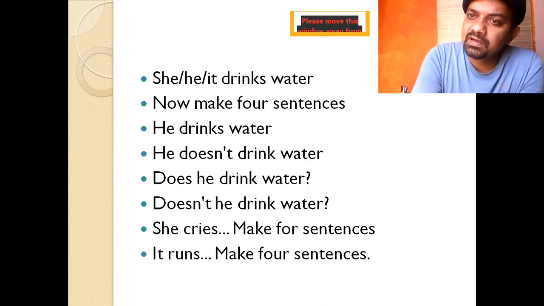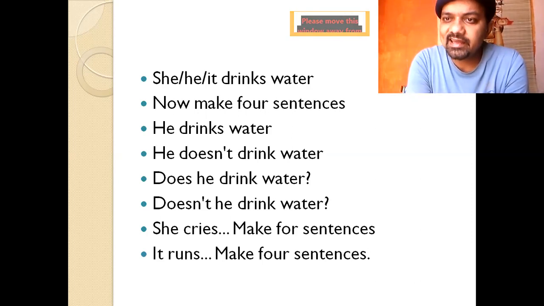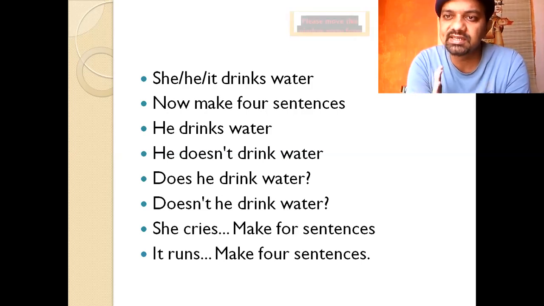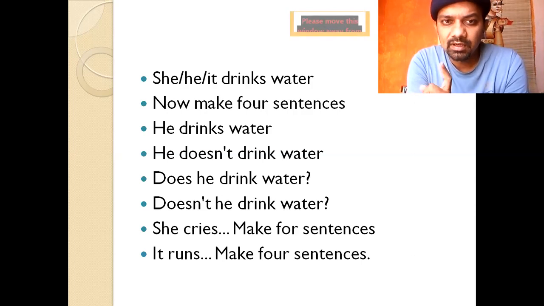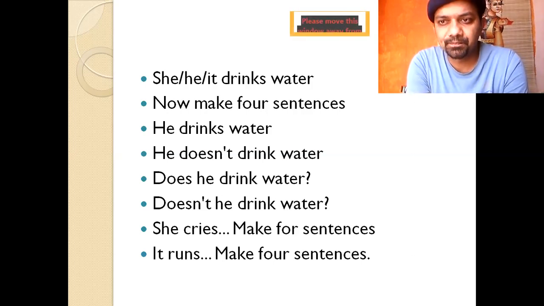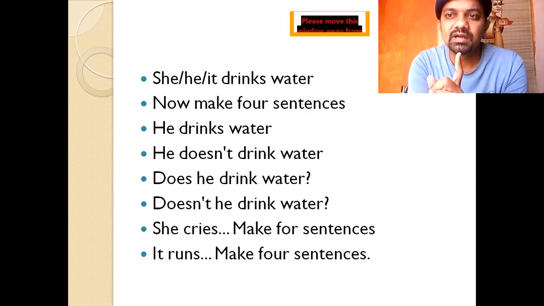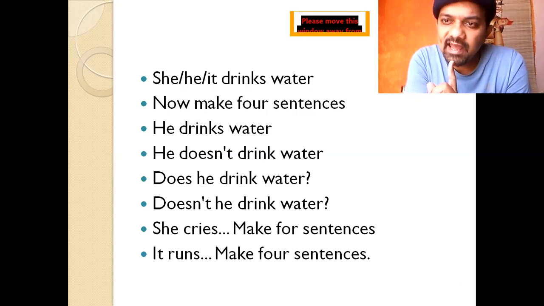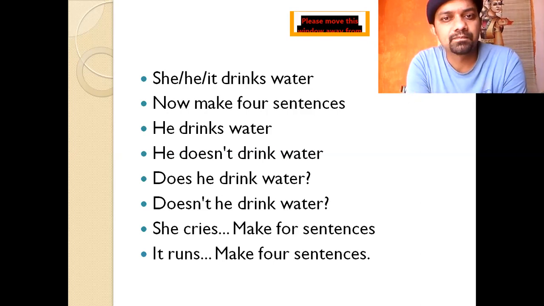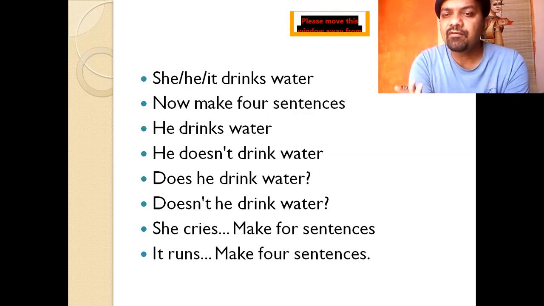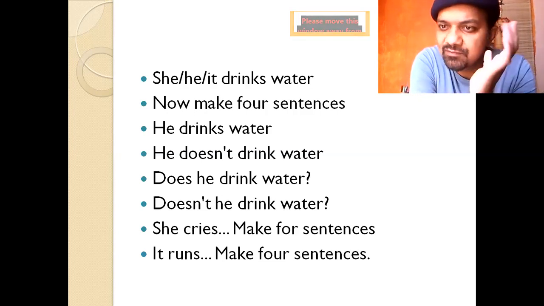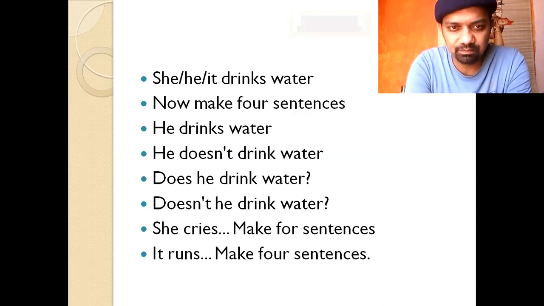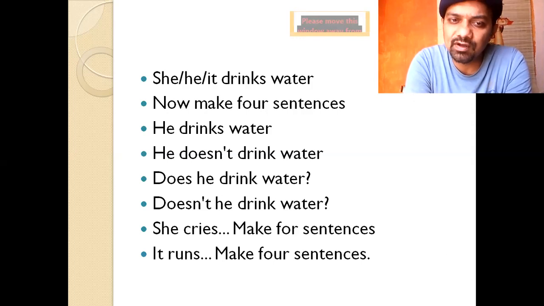So let us see. She, he, it drinks water. She drinks water, he drinks water, it drinks water. We have added s to the verb. Drink, drinks. Now, when you get one sentence, we must learn to make three more sentences out of it. He drinks water. Make a negative sentence out of it.